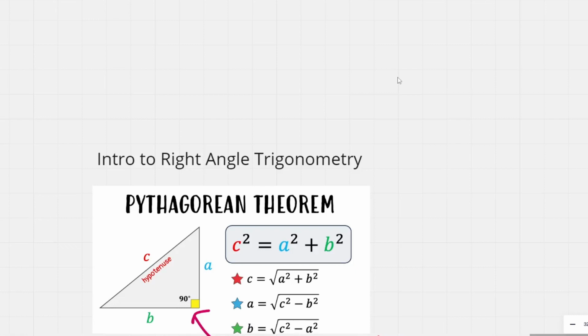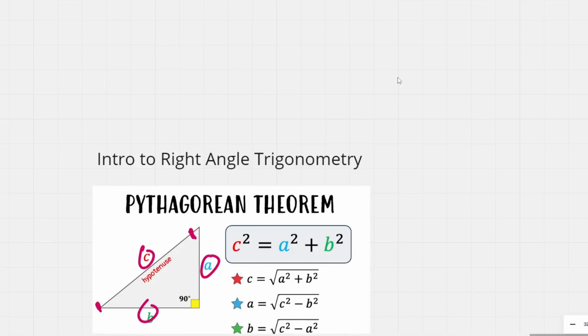Also, in diagrams, you can identify one. If they have a square there, that means it's a right angle triangle, okay? Now, when we are analyzing the triangle, there are three important segments of the triangle. We have A, B, and C. Those are the three sides. In this case, C is known as the hypotenuse, and that's usually the longest side of a triangle.